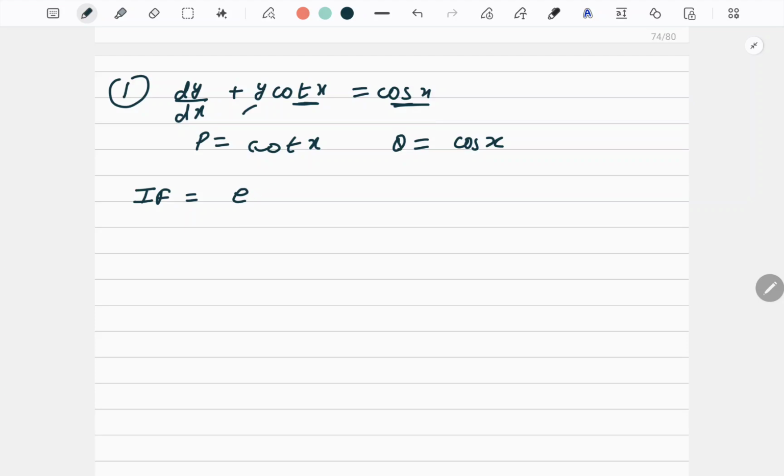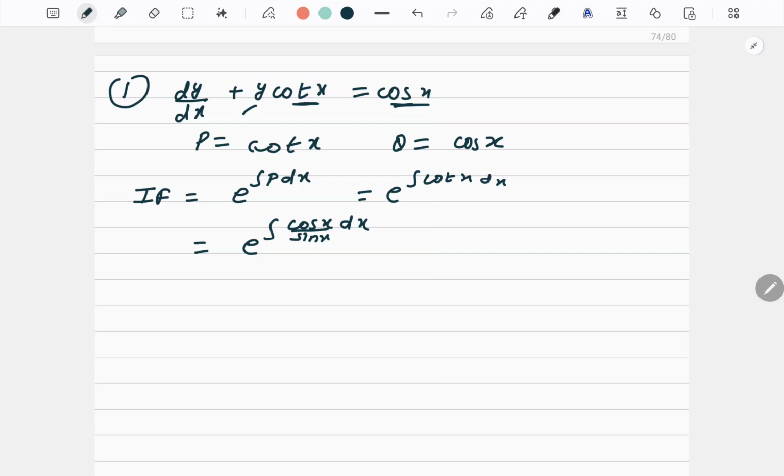Now first step, find out the integrating factor. So integrating factor is e to the power integral p dx. So e to the power integral cot x dx. Next step, e to the power integral, what is cot? Cos x upon sin x dx. If you remember direct integration of cot x, it is best. If you don't remember, you can write like this. And always try to get the answer in terms of log.